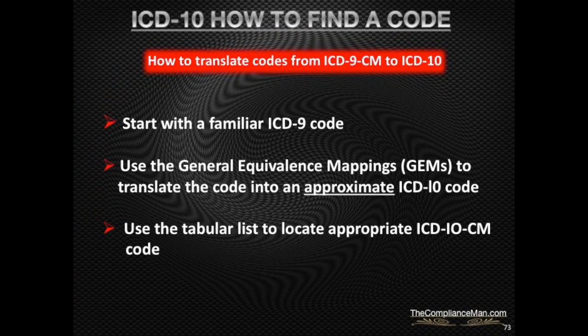So how do you translate codes from ICD-9 to ICD-10? Well, you start with a familiar ICD-9 code, then you use the general equivalence mappings, which is called GEMS, to translate the code into an approximate ICD-10 code. So you use the tabular list to locate the appropriate ICD-10 code once you've used the GEMS to translate the code over to an approximate code.